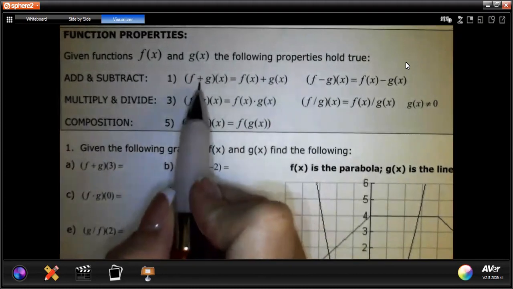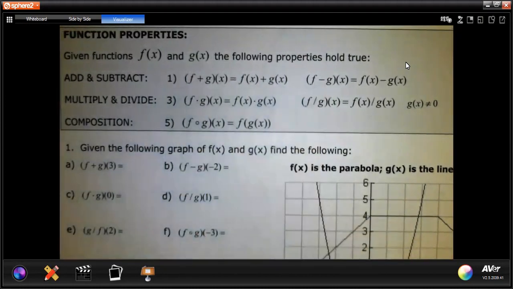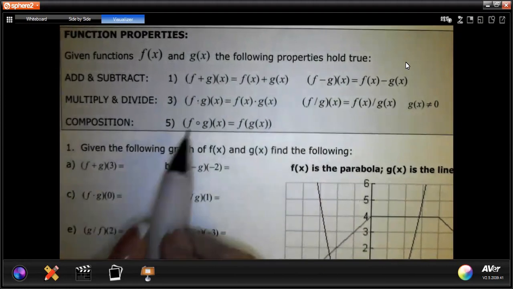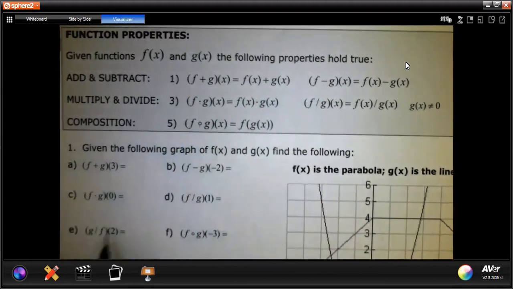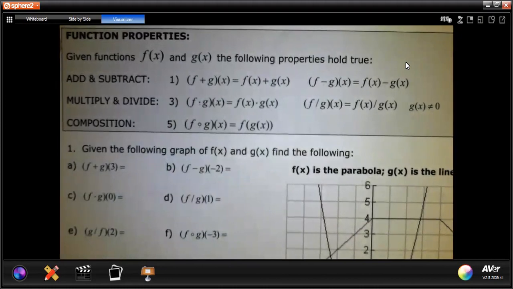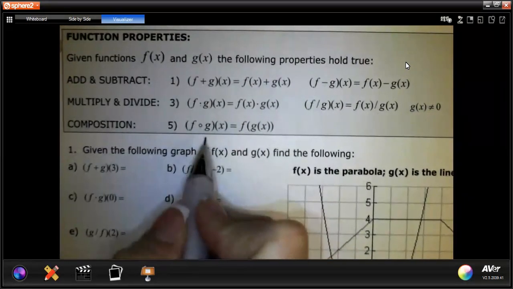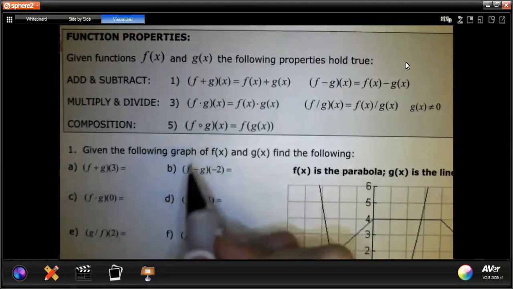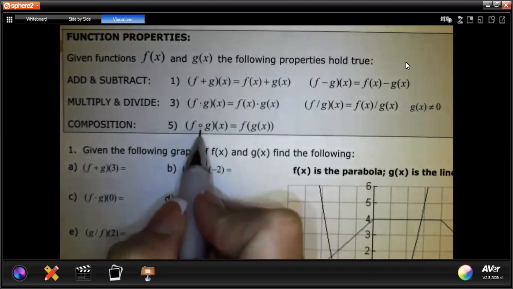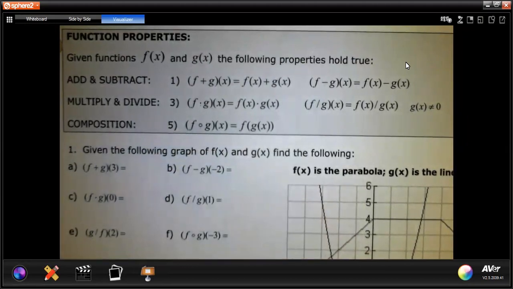With composition, we are putting one function into the other. So it's not operations like these right here where we were adding, subtracting, multiplying, dividing, which is something you've done all the time. But this open circle is when you are composing one function from another. So you're putting one inside of the other. That's the one that we are going to focus on, the compositions. A lot of times you'll see this on SATs. That's what that means, that composition.